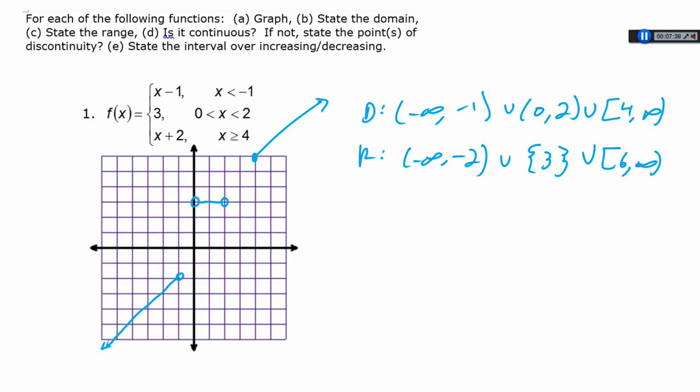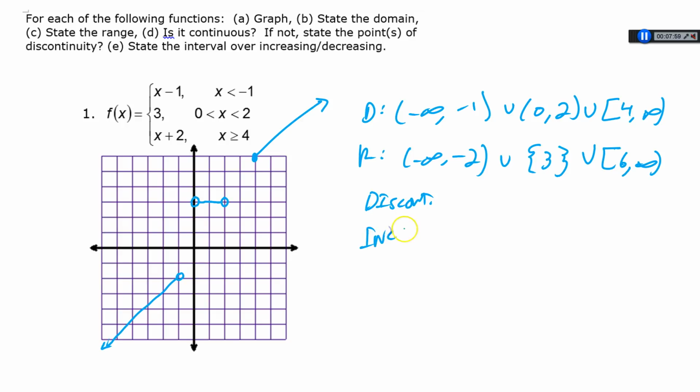Is it continuous? Heck no. Absolutely not. It's kind of weird to talk about this. Looks like we have a jump between these two values. I don't even know how I would discuss the continuity here. It's definitely discontinuous. There's not even any function between -1 and 0 or between 2 and 4. But I would just say it's discontinuous. There's weird stuff going on here.